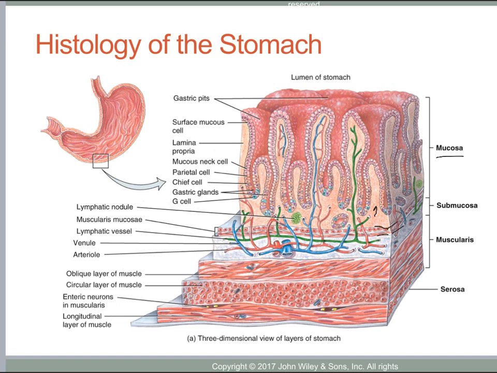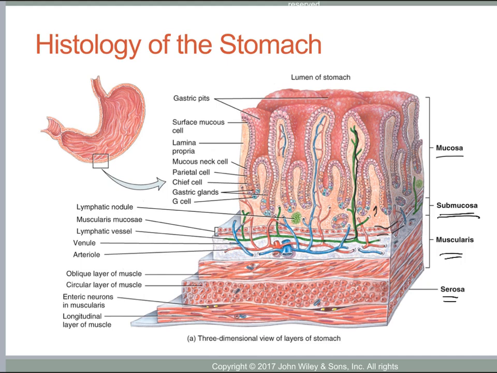Now I want you to take note of this lymphatic vessel that is moving through the stomach. This is important for removing various substances. These include cellular waste, water, and proteins from the interstitial fluid. As we continue down, we see our submucosa, that connective tissue with blood vessels and lymphatics. We have our muscularis, 2 layers, followed by our serosa.